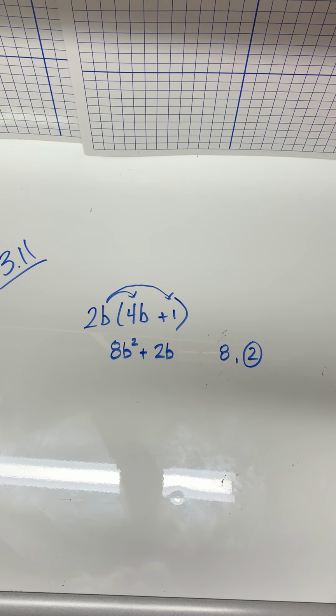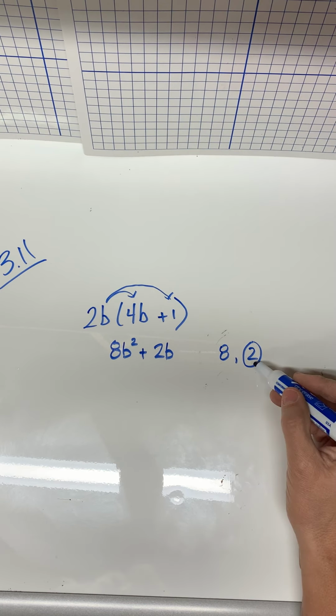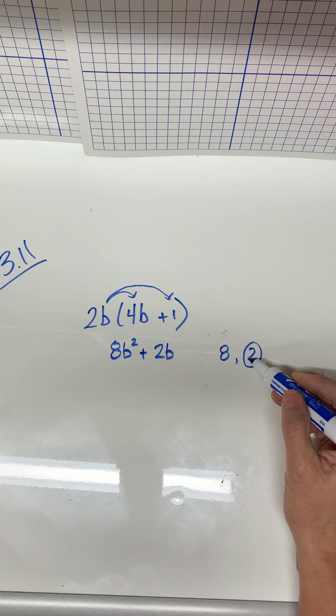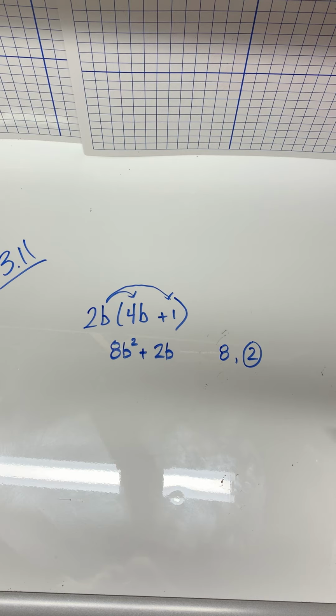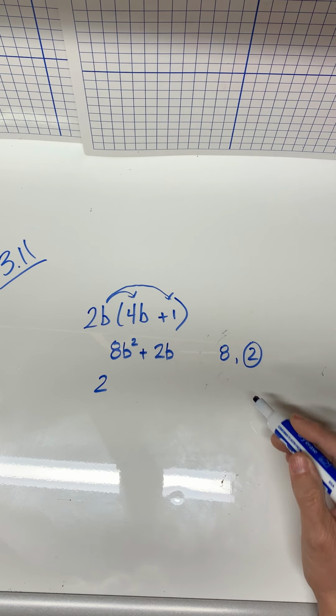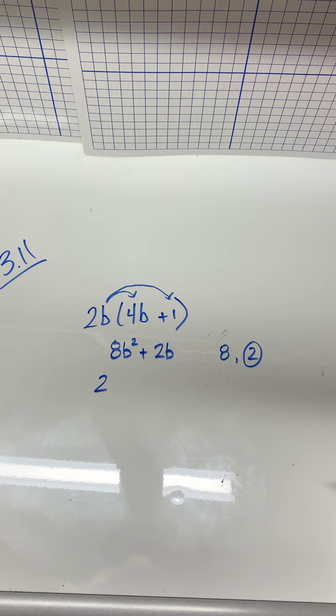The only factor of 2 other than 1, if 1 is a factor of everything, is 2. So that's got to be the greatest factor of 2, and in fact, it is a factor of 8 as well. So the greatest common factor would be 2. 2 fits into 2, 2 fits into 8.